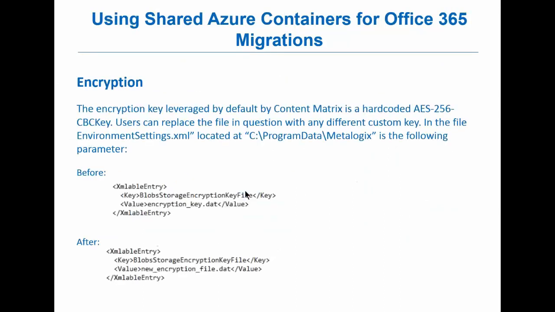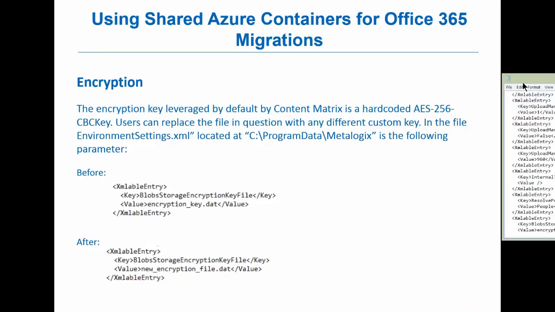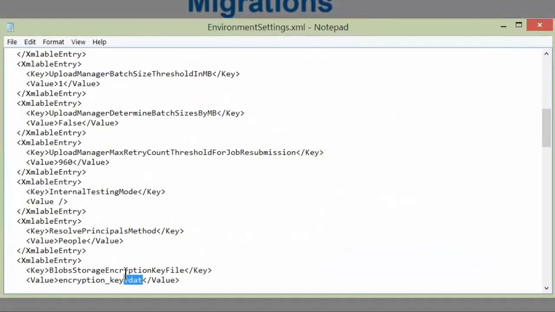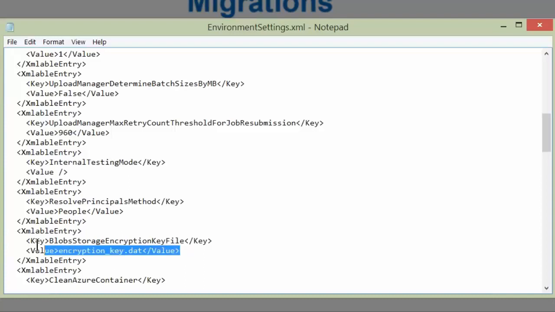Now, the way we're encrypting at the moment is we're hard coding the AES 256 key. If you want, you can replace it with any custom key. All you have to do is change one of the entries inside the environment settings file, and the entry is going to be the blob storage encryption key file.